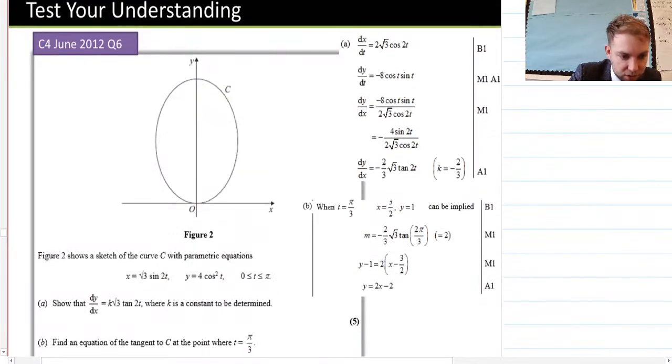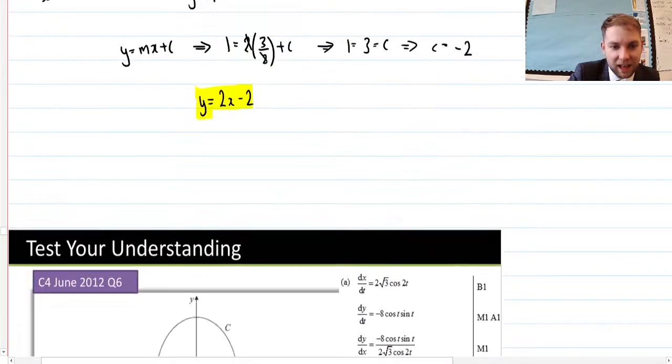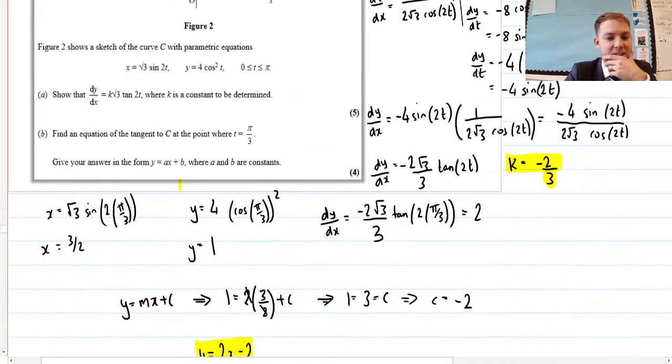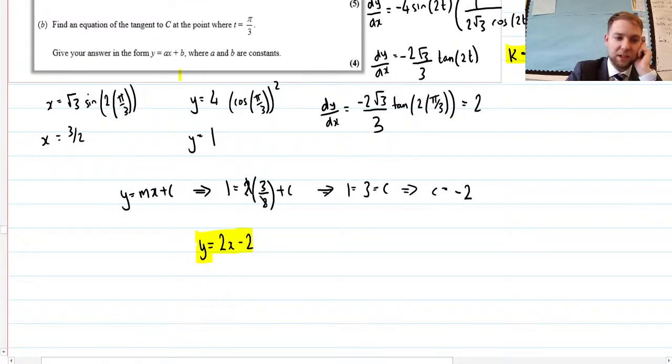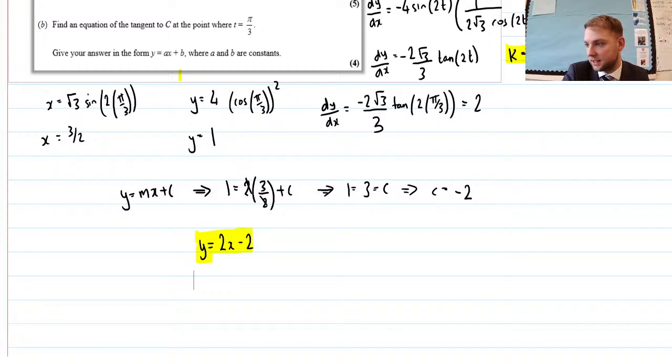Let me just check it's right first, actually. Yeah, 2 minus 2. I do enjoy these questions. There we go. y is equal to 2x minus 2. What a lovely little ending that is. Give you a second to get that down.